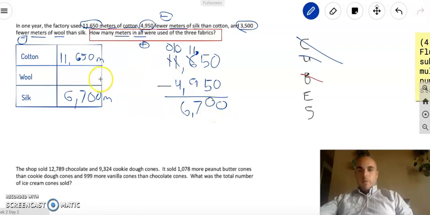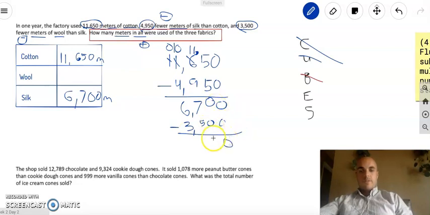Okay. So now I need to find my wool. So it says there's 3,500 fewer meters of wool than silk. So there's 3,500 less here. So I can actually take this number. I already have the silk written, and I can just subtract right off this again. 3,500. 0 minus 0 is 0. 0 minus 0 is 0. 7 minus 5 is 2. 6 minus 3 is 3. I didn't have to borrow at all. So there's 3,200 meters of wool.